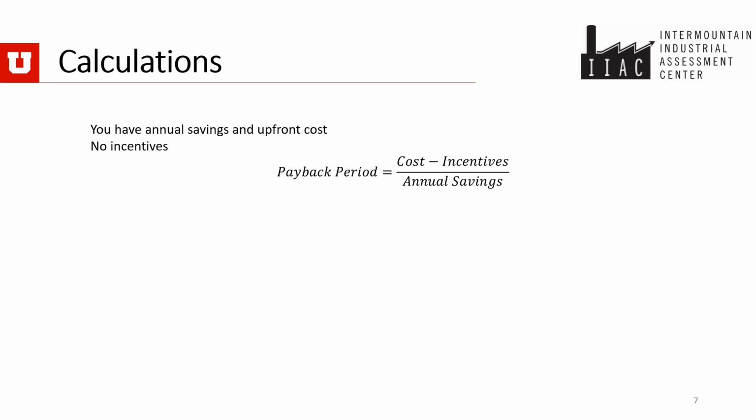This equation here is the only equation that is used in every write-up and every AR calculation. It's simply cost over savings. Since you don't have incentives, you can ignore that part. Cost over savings equals the payback period, aka how long it takes for the facility to make the money back that they spent on doing this recommendation that we've given them.